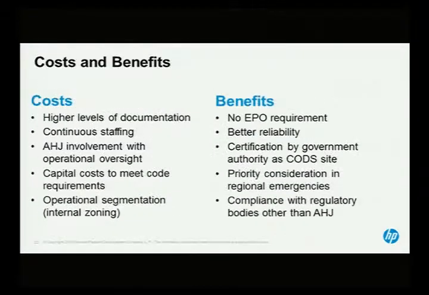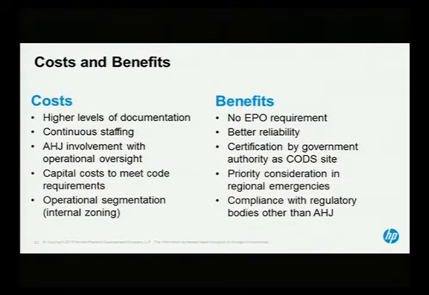So, costs and benefits. Higher levels of documentation, continuous staffing. The AHG has to be involved with your operations, the oversight. There are capital costs to meet the code requirements, and there's operational segmentation within the data center. Okay, the benefits: no EPO, better reliability. You can get certified to certain other government agencies, think SEC, okay, banking requirements.